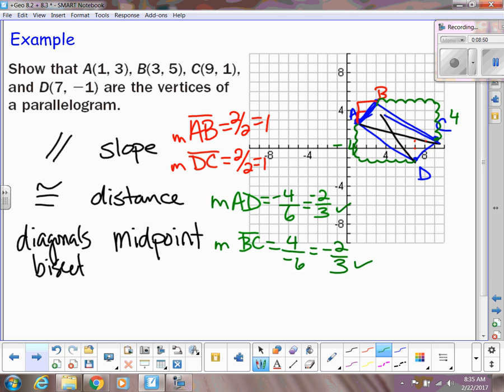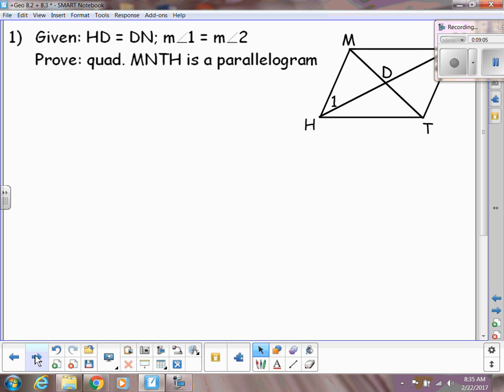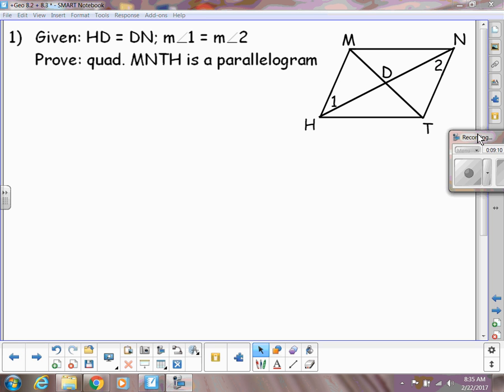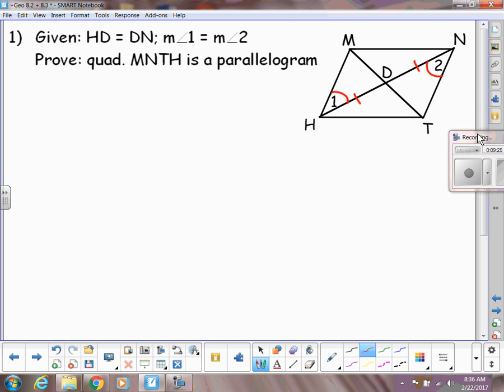So I've just shown with my mathematical calculations, the algebraic part, that it is actually a parallelogram. So that's one way to show that a quadrilateral is a parallelogram. But we can also do a proof, and I know you guys don't like them, but that's okay. Let's do this. So we are given that HD is equal to DN, and that the measure of angle 1 is equal to the measure of angle 2. All right, so let's write that in our proof.